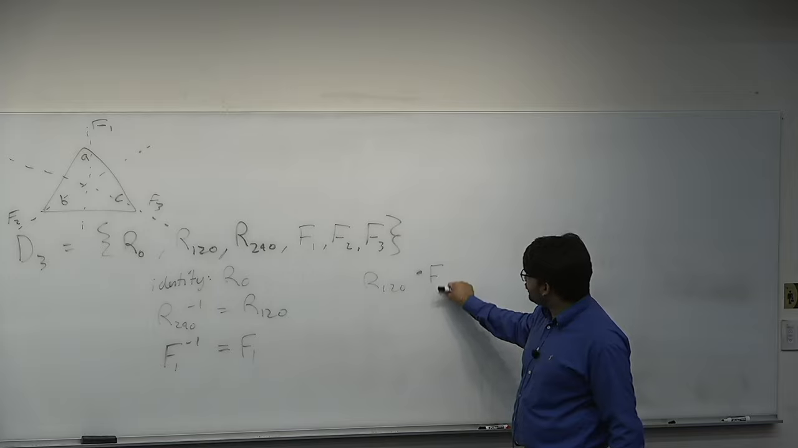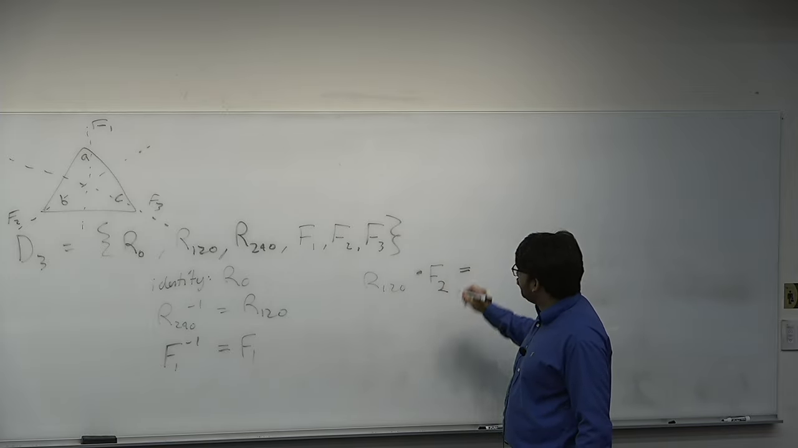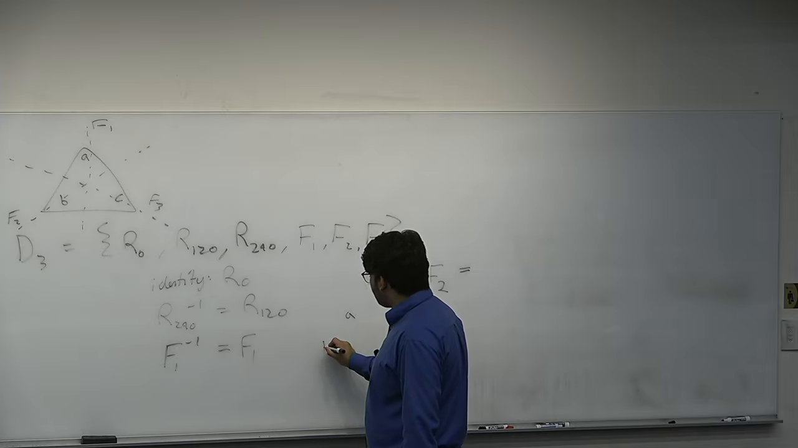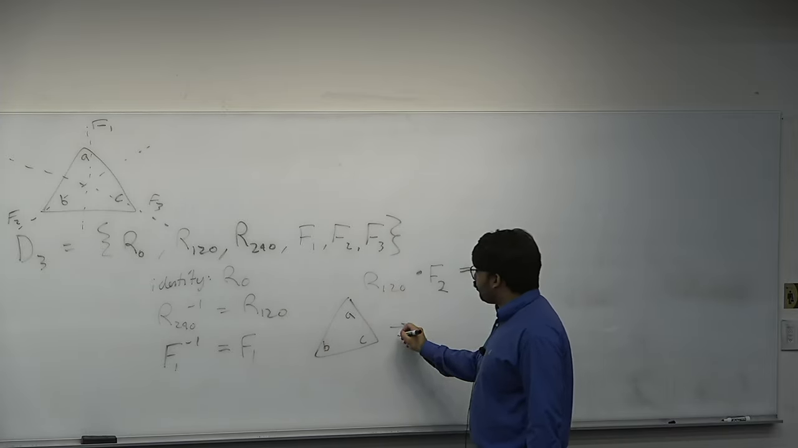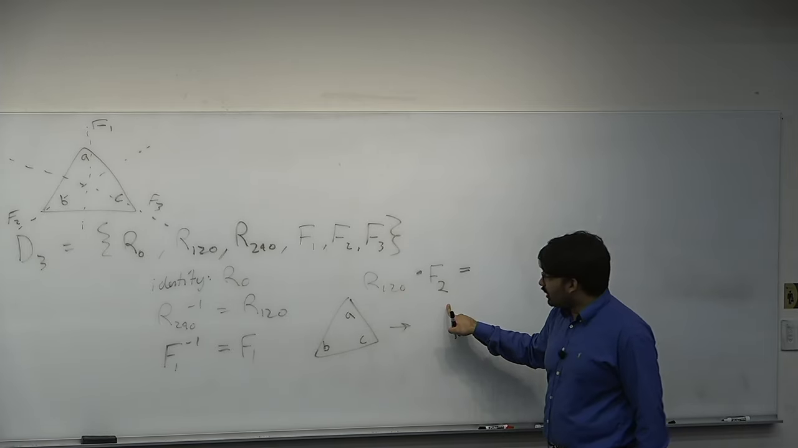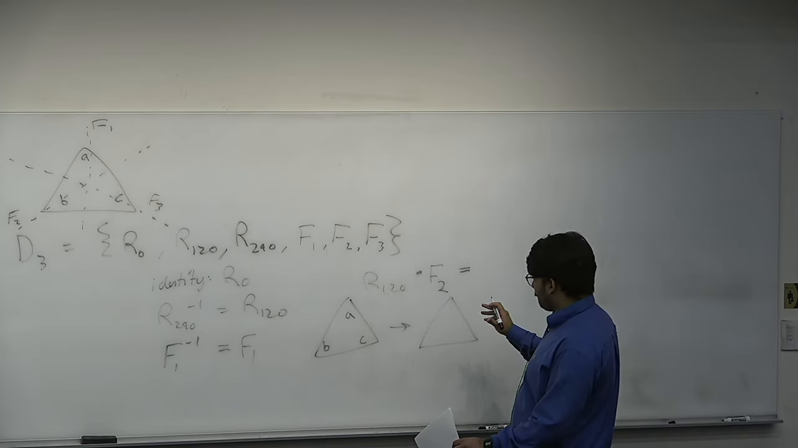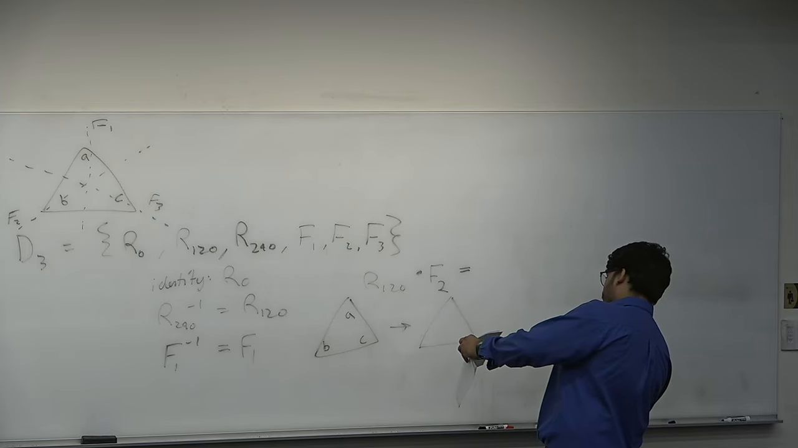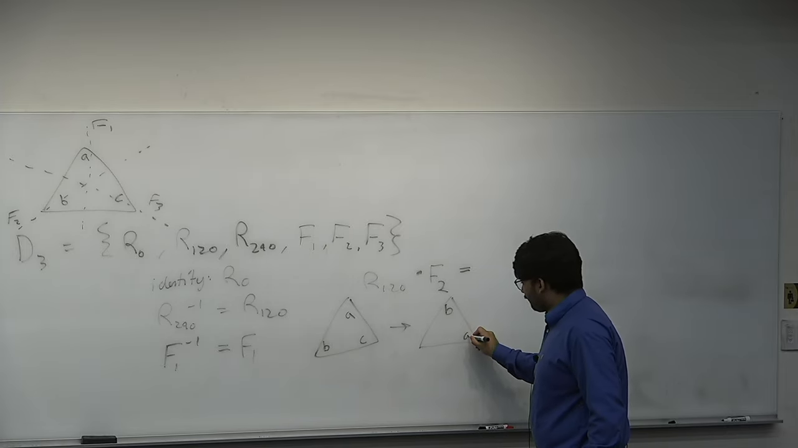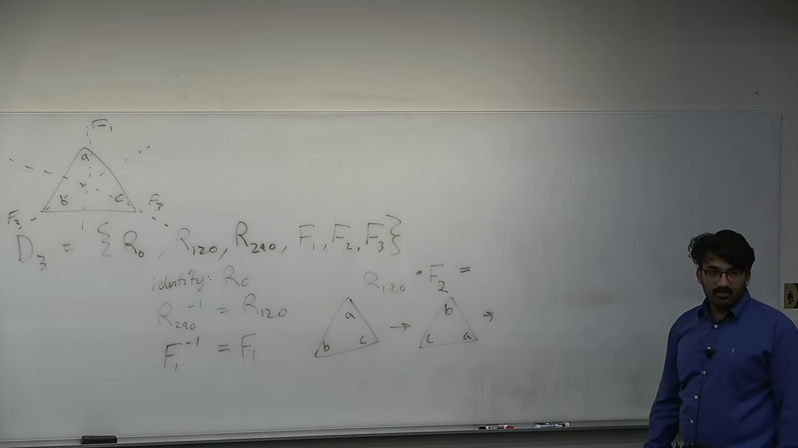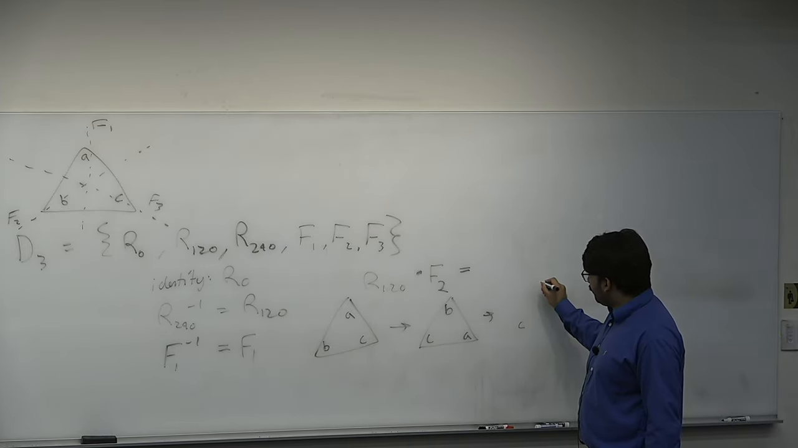I claim this is, well, let's make this F2 because I already computed that one. I claim this is going to give you some element of D3. What element is it? Let's figure it out. You start with the basics. You start with A, B, C, right? You're going to rotate it 120 and then flip it by F2. So what is this going to be? After you rotate it 120, what is it going to be? Yes. Okay. B at the top. Now when you flip it by F2, and we just said F2 is you flip it across the bottom left fixed, this one is going to stay the same. C and A are going to swap. Excuse me, B and A are going to swap.